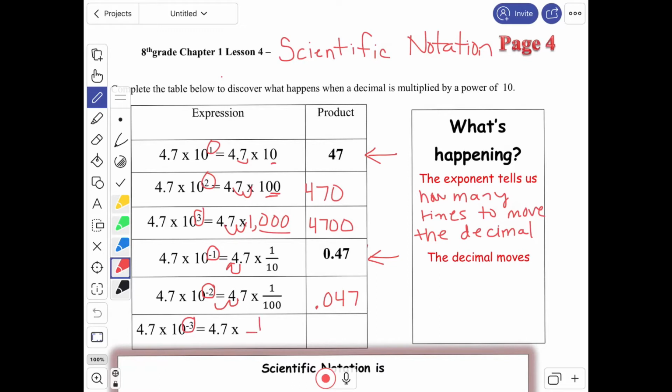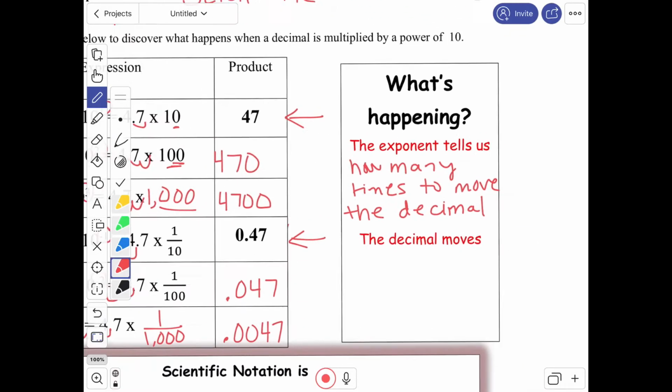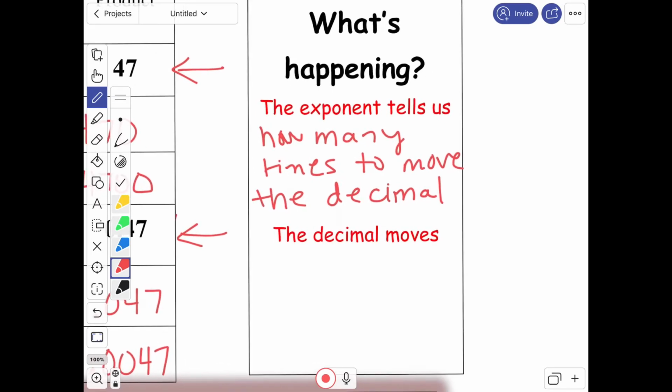An exponent of negative 3 would be 4.7 times 1/1000th. So I'm going to move it 3 spaces, 1, 2, 3. That means I need 2 zeros in front. So again, the exponent tells us how many times to move the decimal.